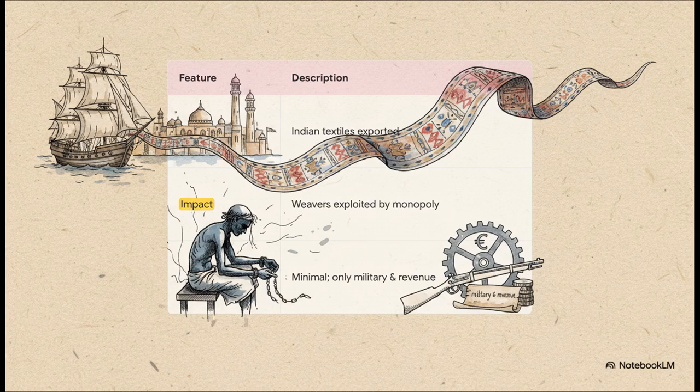But here's what's so interesting. Look closely at what wasn't happening. At this stage, Britain had zero interest in changing Indian society. They were still exporting high-value Indian textiles back to Europe. The changes they made were minimal, just enough military and administrative tweaks to make collecting money easier. They were basically just skimming the cream off the top of the existing system.